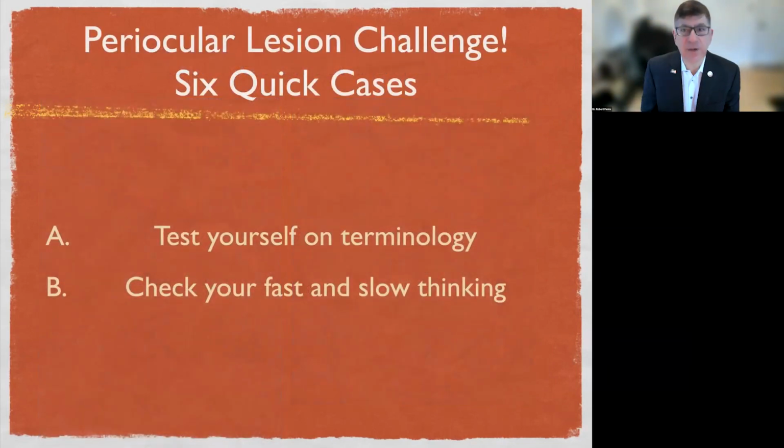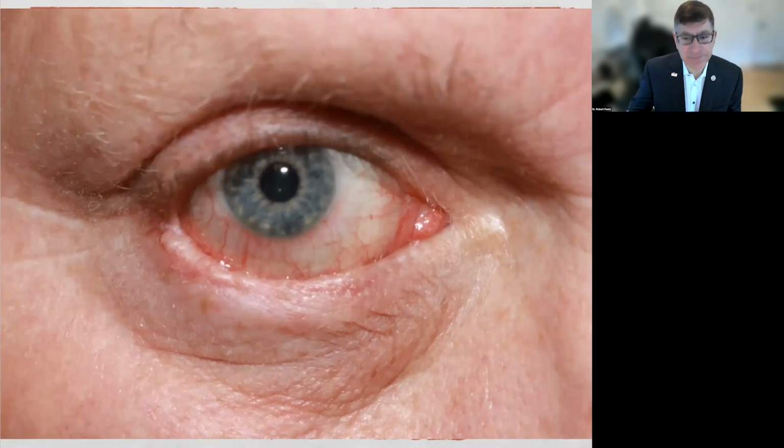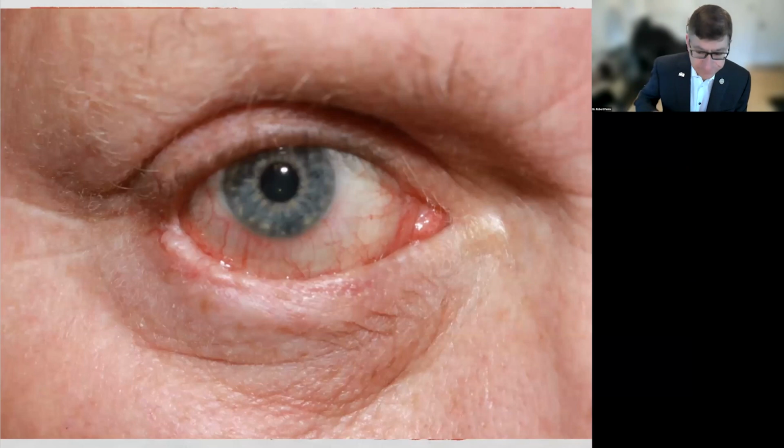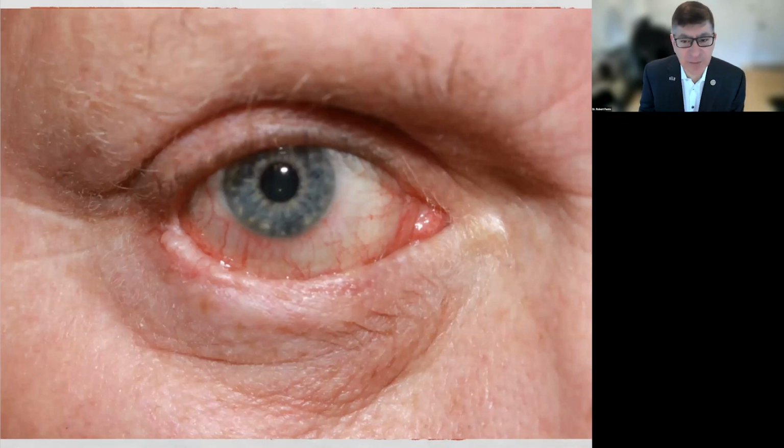So I'm going to have now a quick challenge for you as we finish up to test yourself on the terminology and check your fast and slow thinking. I'm not trying to stump you, but these are all, again, biopsied cases. So here's the first one. Looking at this patient, how would you describe what you see here? Take a few seconds. And in case you're wondering whether your focus is wrong, this patient does not have entropion or ectropion, and there are no lashes there.